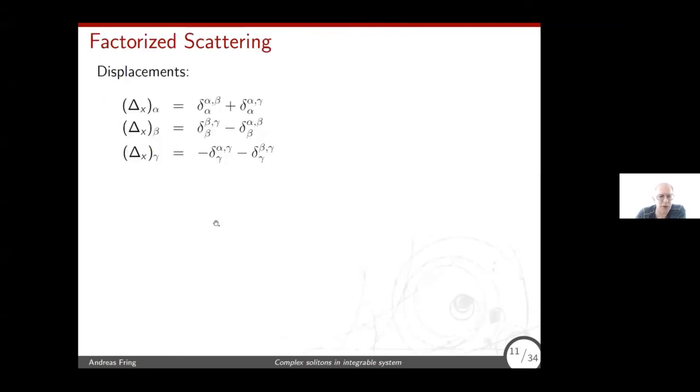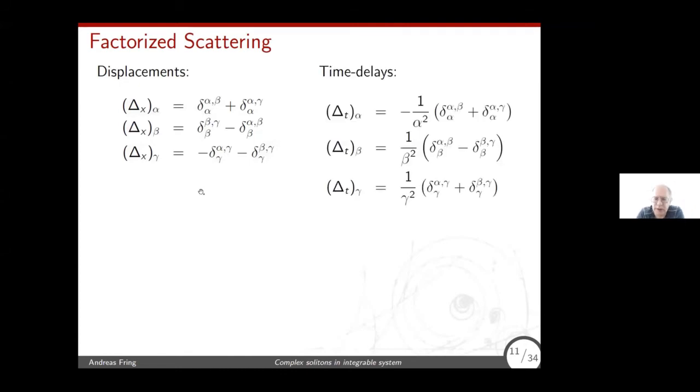And here are the solutions. And you see here the shift in the alpha compared to the overall movement is the sum of the two shifts. In beta, we have a difference in the shifts of two-particle scattering, and also in the gamma, we have two negative ones. This is the outline of the time delays. This is just translated to time here.